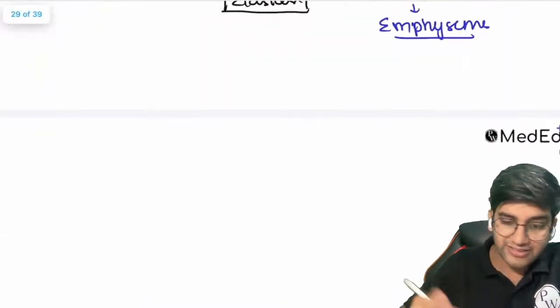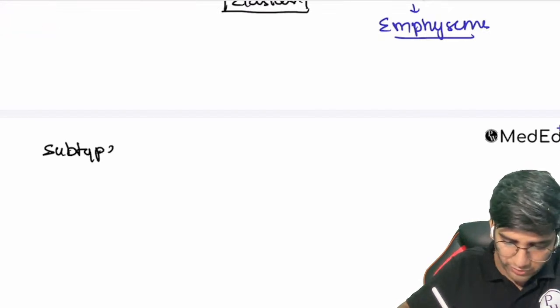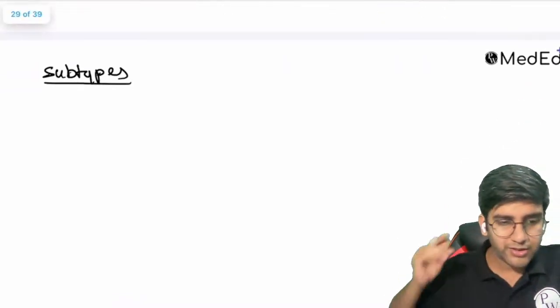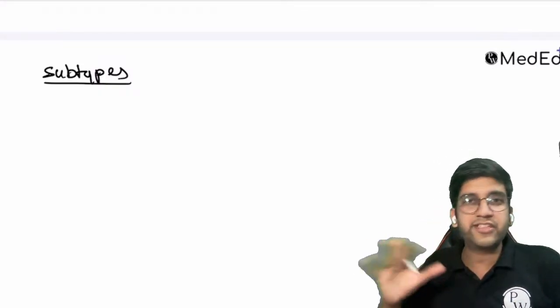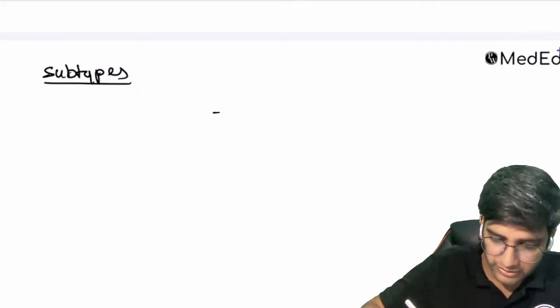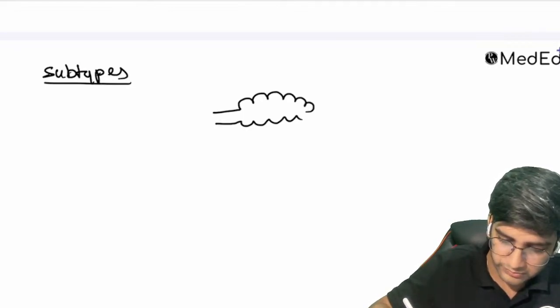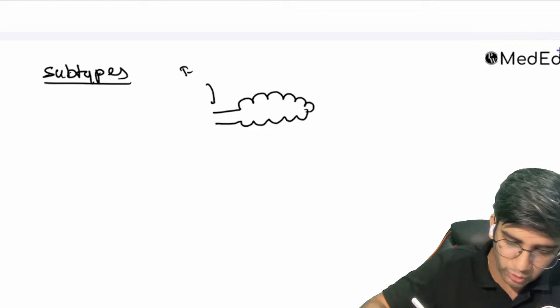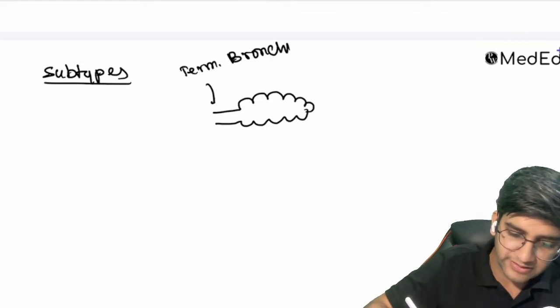Now let's see the subtypes of emphysema. Subtypes of emphysema is an important question for you. If it comes in the exam, don't memorize. It's very simple. I know normal. You are going to tell me each and everything related to the abnormality. Let's assume this is my terminal bronchiole. Anything beyond the terminal bronchiole is termed as acinus.